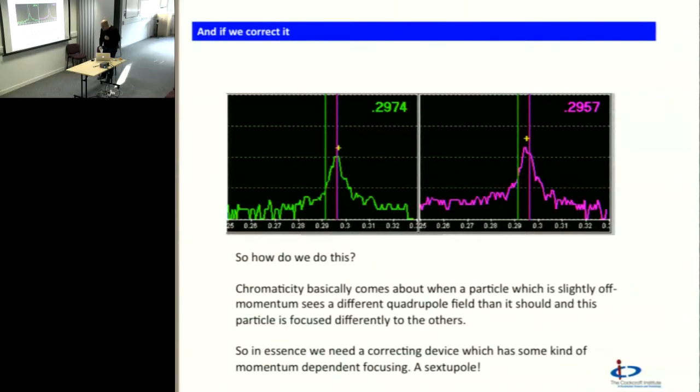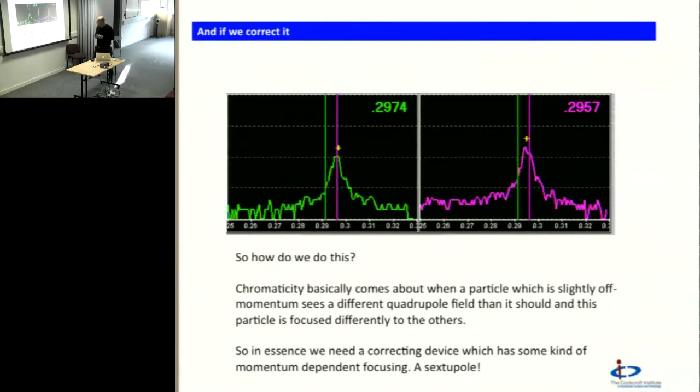Not so good. So what we need to get rid of this effect is a pair of glasses for the beam. We need a correcting device that has a different focusing for different momenta to undo the inadvertent momentum-dependent focusing that's just received in the quadrupole. That's what we need. We need a device that gives us momentum-dependent focusing. We can adjust it, if we're clever, to undo the momentum-dependent focusing we see in a quadrupole.